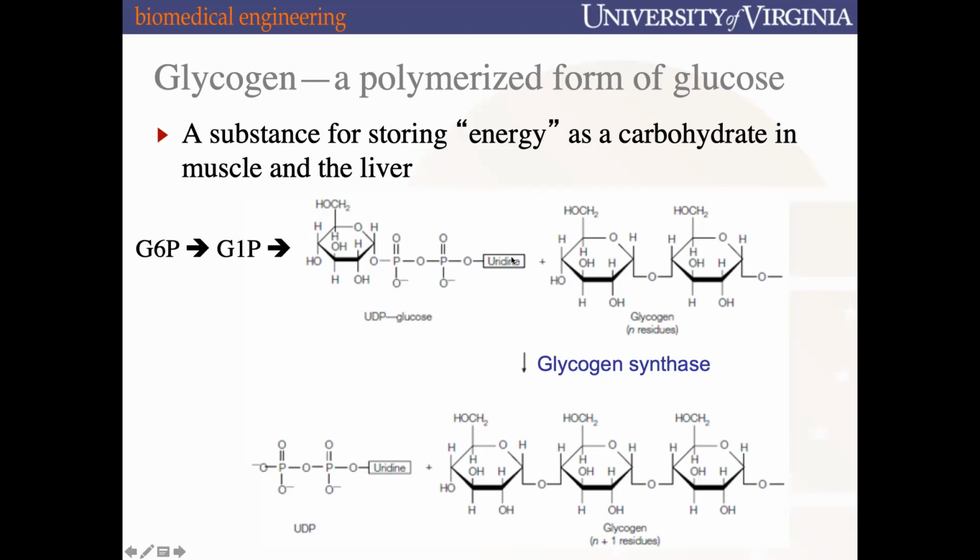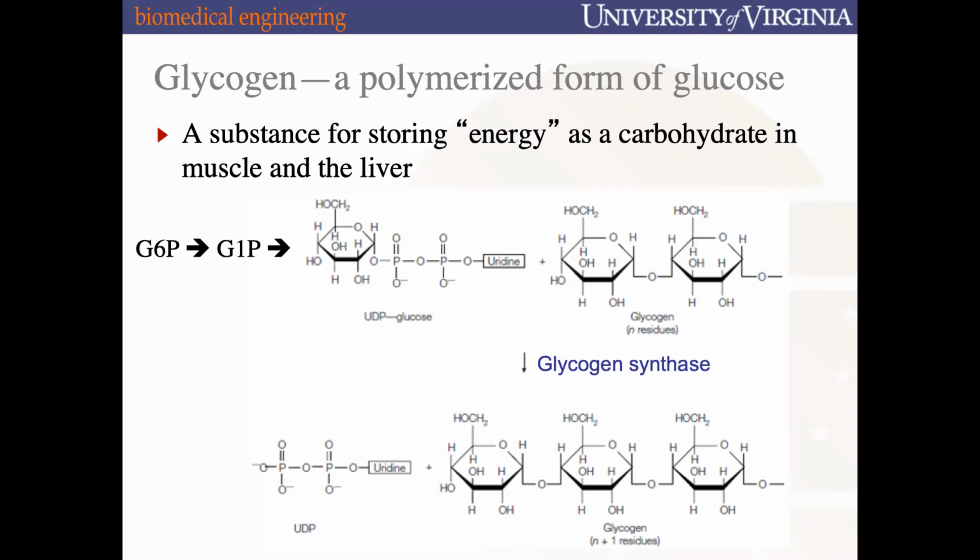What ends up happening is that once glucose 6-phosphate is produced by hexokinase, there's a mutase that will basically shuffle around that phosphate group over from the 6 carbon to the 1 carbon, making glucose 1-phosphate. And with glucose 1-phosphate, it'll interact with a molecule called UTP, uridine triphosphate.